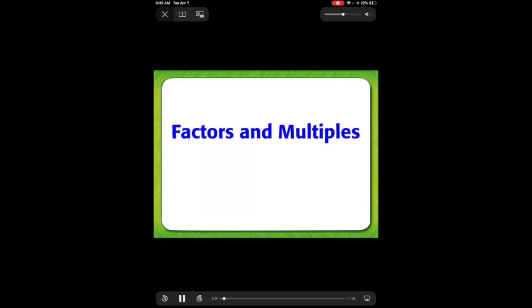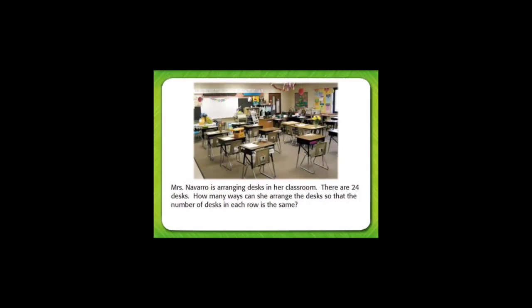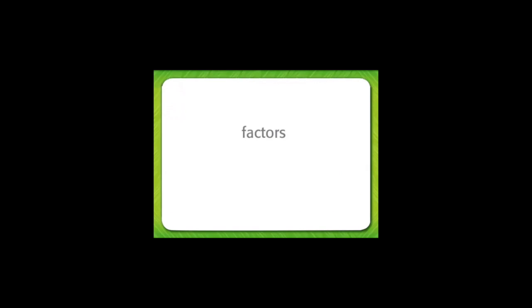Factors and multiples. Mrs. Navarro is arranging desks in her classroom. There are 24 desks. How many ways can she arrange the desks so that the number of desks in each row is the same? Two or more numbers that are multiplied together to form a product are called factors. To find the different arrangement of desks, break down or decompose 24 into its factors.